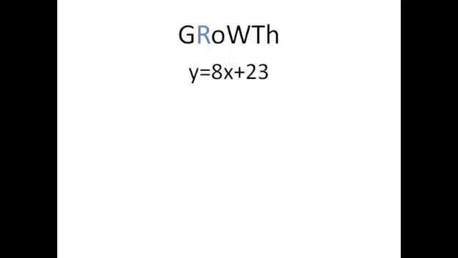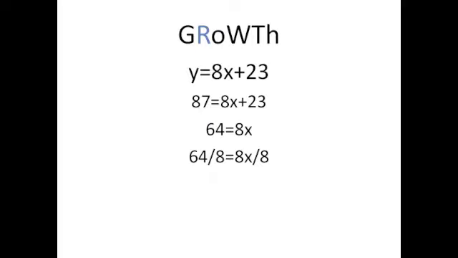With this equation, you can figure out the answer to your problem by replacing y with 87, because 87 is the answer you're trying to achieve, and x represents the amount of weeks. This will bring you to the equation 87 equals 8x plus 23. Next, you will subtract 23 from both sides of the equation and attempt to get x alone, which will bring you to 64 equals 8x. You are still trying to get x alone, so you must divide both sides by 8, giving you 8 equals x. This means that the amount of weeks it will take for the boy to earn enough money is 8 weeks.